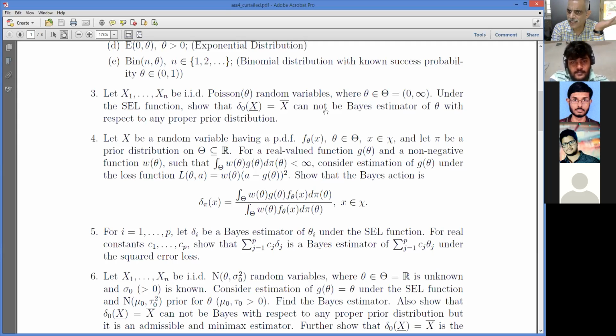Same thing you did in the normal case also, right? Because in the normal case also X bar is unbiased. So it had to be Bayes under square error loss function, and its Bayes risk had to be 0. But its Bayes risk is constant, sigma naught square by n or 1 by n, depending on what your variance is.